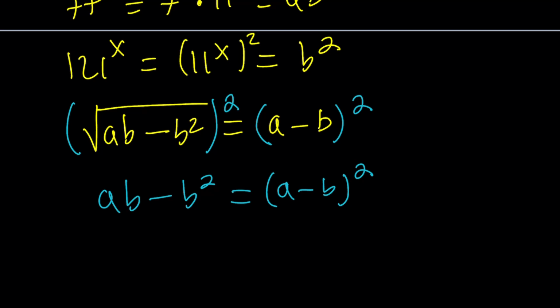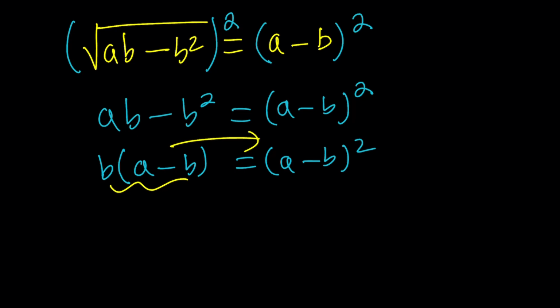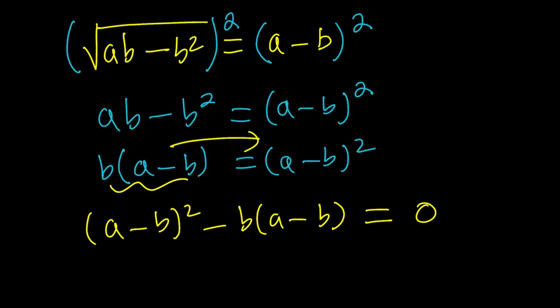How? If you factor out b, which is a common factor by the way, you get b times a minus b, and you have a minus b squared here. Let's go ahead and put everything on the right hand side. So let's move this stuff, and that's going to give us a minus b squared minus b times a minus b equals 0. All right, now what do we do with this?